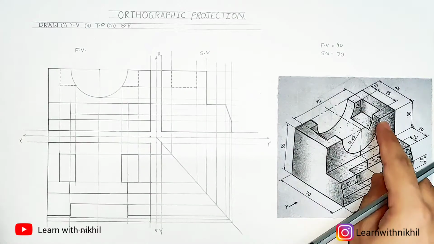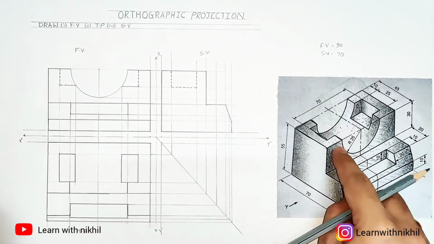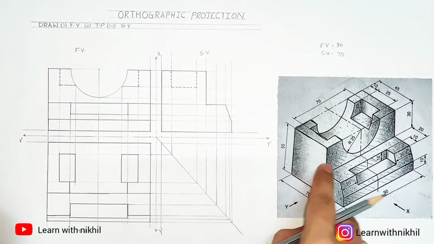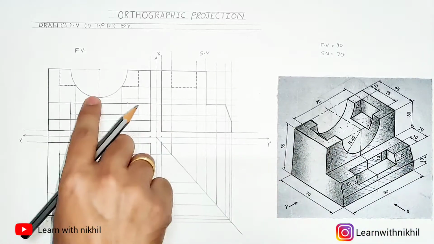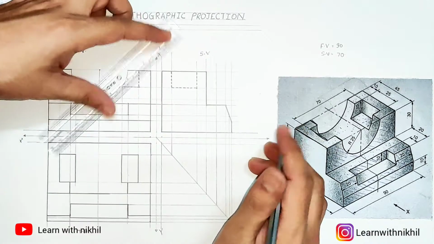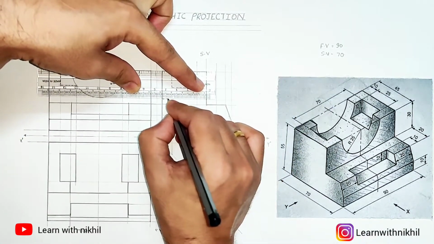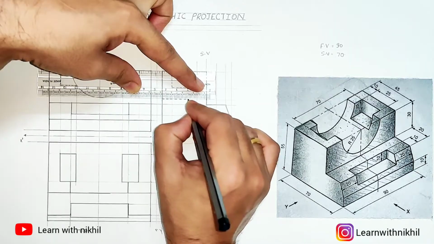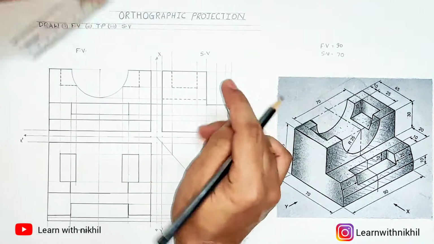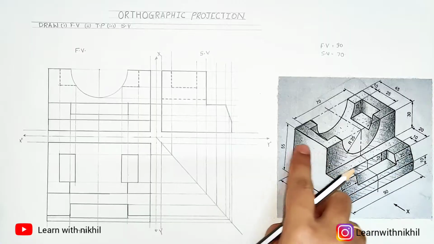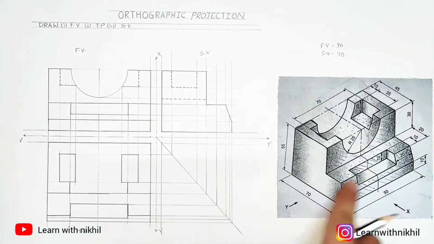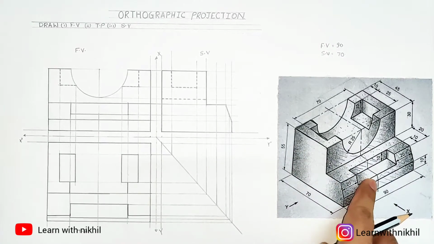Now this semicircular part, this is also hidden from the side view. So there will be a straight dotted line. This semicircular part will look like a half rectangular box from the side view. So it will be a straight dotted line. So this is the semicircular part which is hidden at the side view.